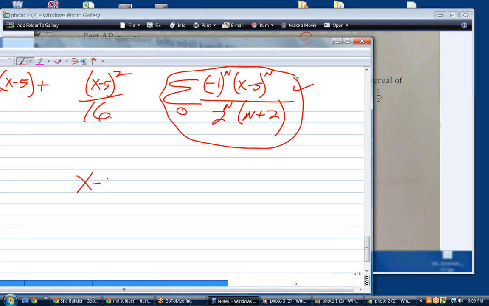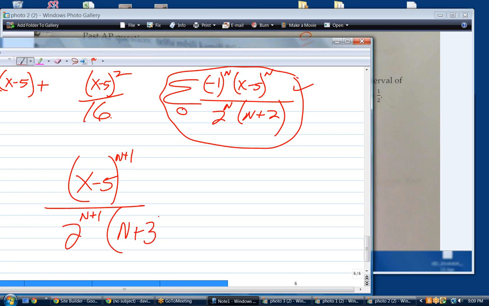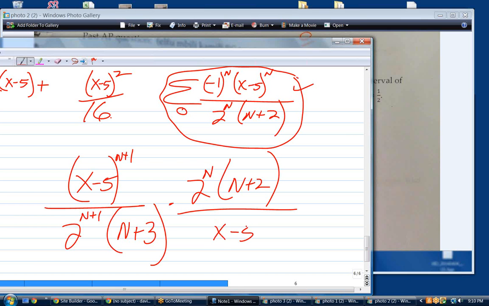So let's see, I'm going to do x minus 5 to the n plus 1 all over 2 to the n plus 1 times n plus 3, multiplied by this series' reciprocal. Wait, why do you ignore the negative 1 to the n? Well, you just do. In other words, that's not the series. The series is actually that. If I'm going to say a sub n is something, it's that. And that's all I know. I've asked that question of myself before also, and they never include the minus 1 to the nth. They never include the alternating aspect of it.